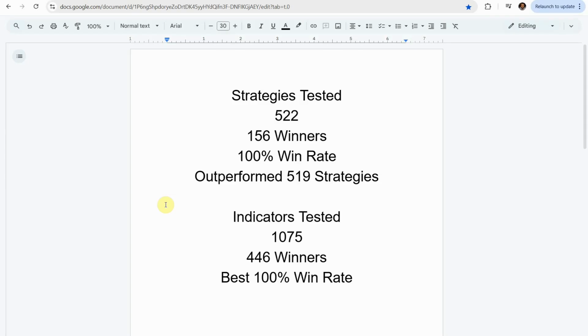Alright, as I said, today we will be testing a new reversal indicator. Before we do though, I wanted to put the testing scoreboard up for everyone to see. So to date, we have tested a total of 522 different strategies. The best one so far was able to achieve a 100% win rate. That was achieved using the Academy Forex indicator to trade the crypto scalping strategy that I'll mention in this video on a live trading account.